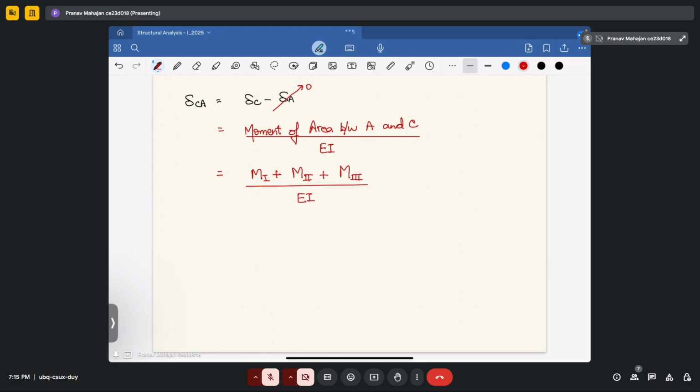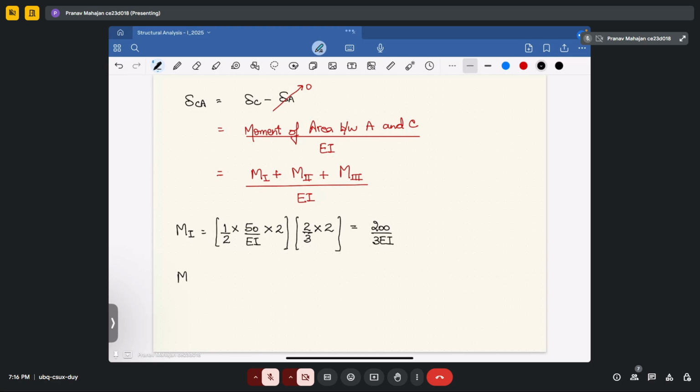Let me determine first moment. So your M1 will come out as 1 by 2. What will be the total height? 50 upon EI. Base length is 2. And what will be the distance? It will come out as 2 by 3 of 2. Fine. If you solve this, you will get it as 200 upon 3 EI.